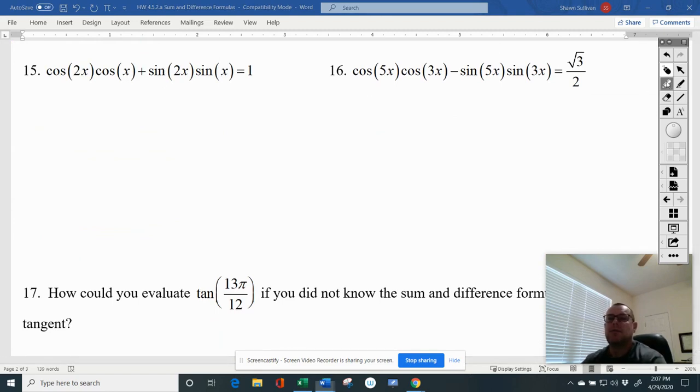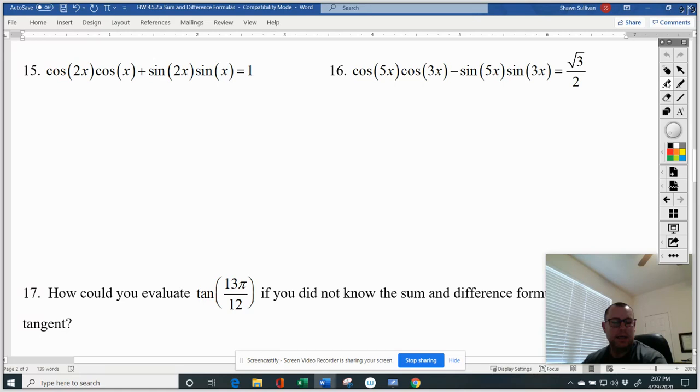So let's take a look at 15. 15, I think, is kind of nice. It's not terrible. We're back in the same boat as we were looking at things before, right? So this is really cosine of A minus B. So this becomes cosine of 2x minus x is equal to 1.